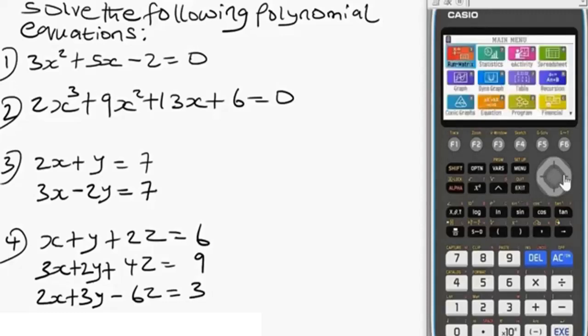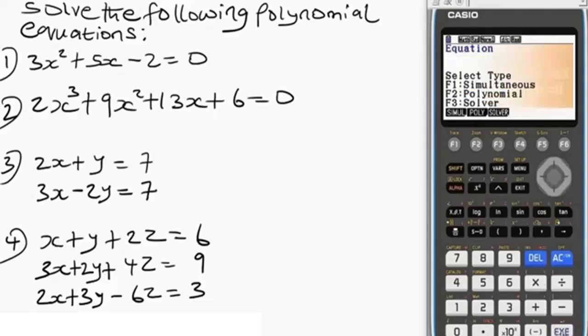Now the next thing we're going to do is put our calculator in equation mode. To do that, you navigate to equation. This is equation. Now I press execute. Alright, now when you get here, let's begin with question 1. Question 1 is a quadratic polynomial equation. So let's go to F2 polynomial, then press F2.